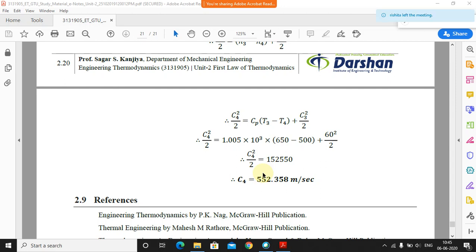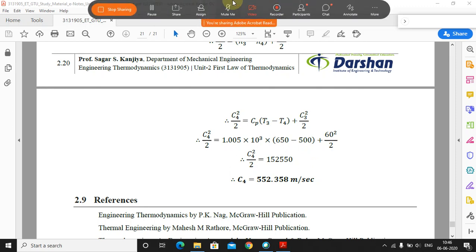So that's it for today. We have solved the problem based on the steady flow energy equation, and we have clearly seen what the first law of thermodynamics is and how we can solve all the problems by using it. In the next lecture we will move on to the second law, because ultimately the first law of thermodynamics topic is over.